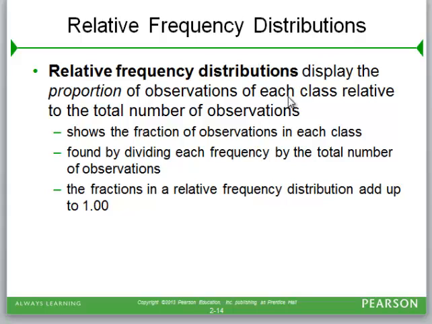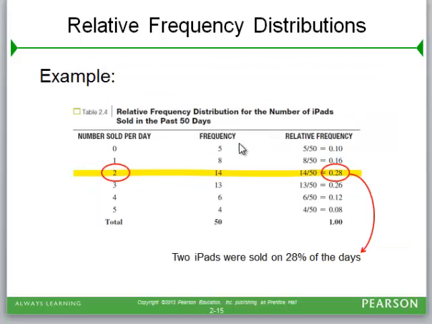Relative frequency distribution shows the proportion of observations of each class relative to the total number of observations. We compute it by dividing the frequency for each class by the total number of observations. For example, the relative frequency for the third class is 14 divided by 50, then we get 0.28.